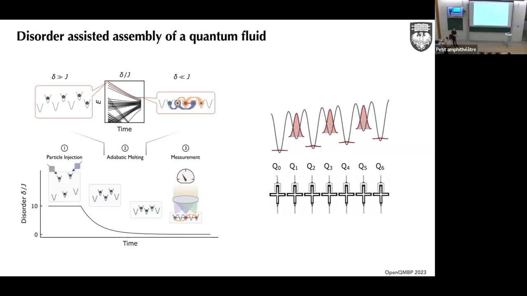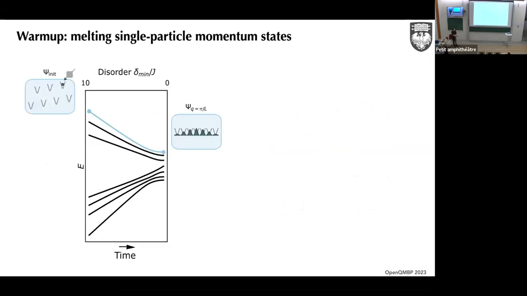So let's warm up by simply trying to see how we can localize one particle into our Hubbard chain. Basically, this just corresponds to melting single particle momentum states. Here I'm showing the diagram of energy as a function of disorder. Here it's showing time, but I'm varying disorder as a function of time.